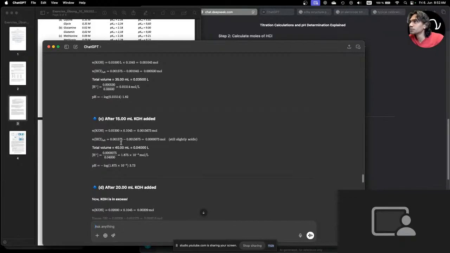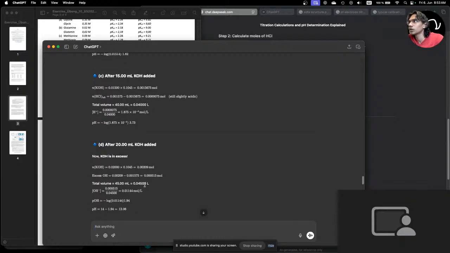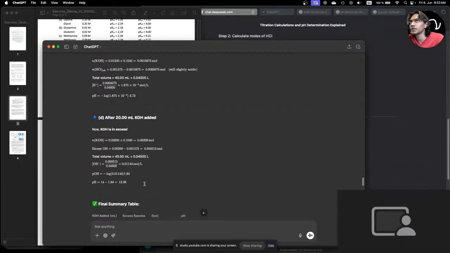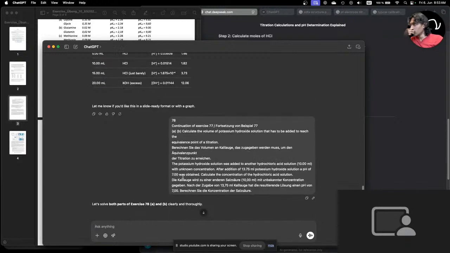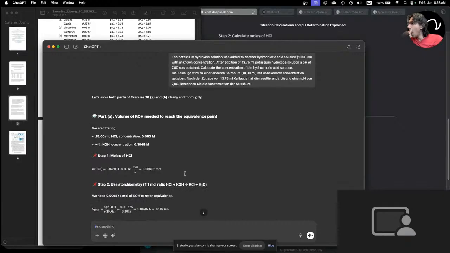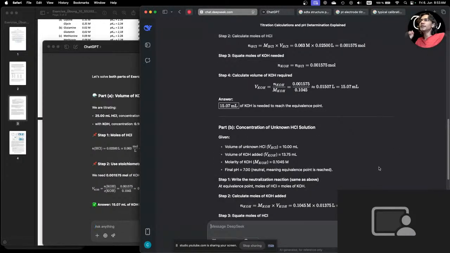So from the last part, we could see that the pH is changing significantly from 15 milliliters of potassium hydroxide added to 20. It changes from 3.73 to 12. So the equivalence point, or pH being 7, is between these two numbers. 15.07, yeah.